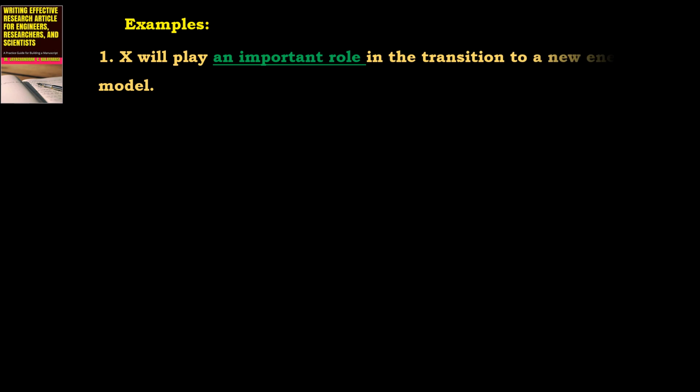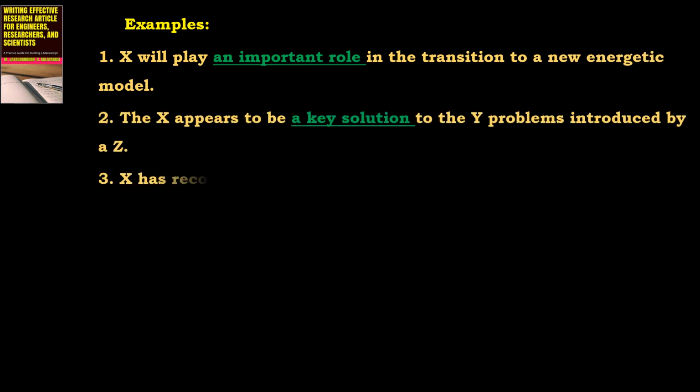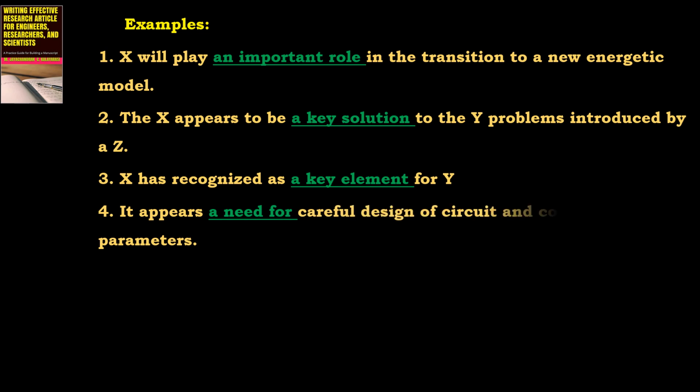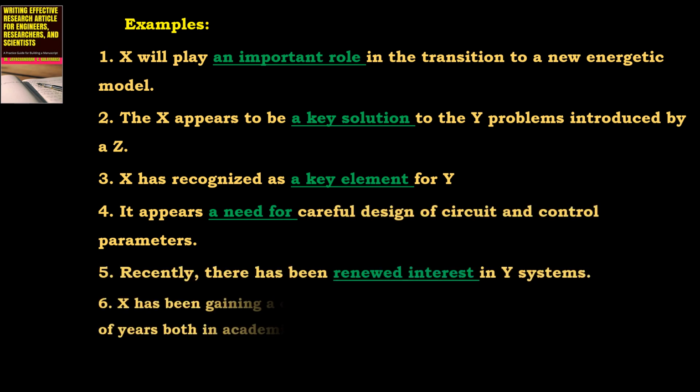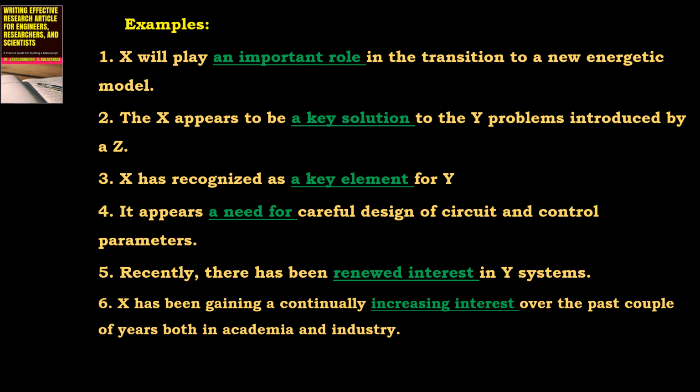Let us look at some examples where the keywords that represent the importance of the topic are highlighted in green. 1. X will play an important role in the transition to a new energetic model. 2. The X appears to be a key solution to the Y problems introduced by a Z. 3. X has been recognized as a key element for Y. 4. It appears there is a need for careful design of circuit and control parameters. 5. Recently, there has been renewed interest in Y systems. 6. X has been gaining a continually increasing interest over the past couple of years, both in academia and industry.